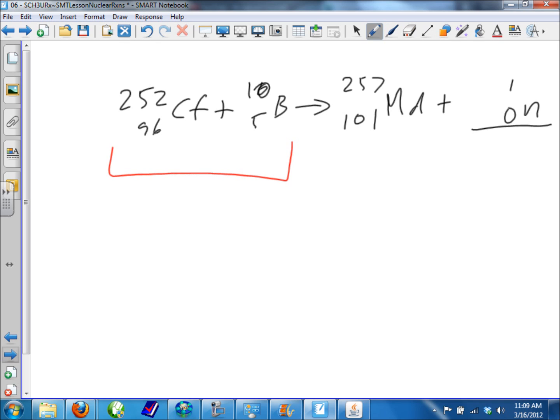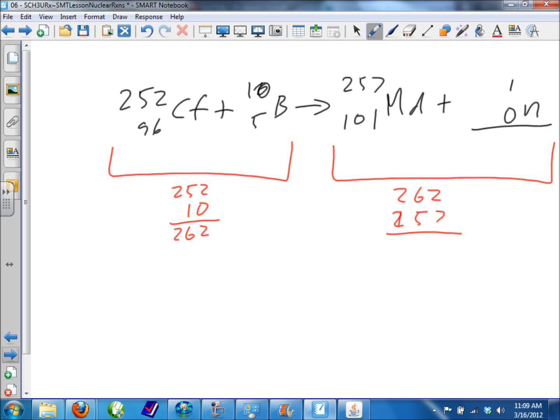If we take a look here, we know the mass of californium is 252. We know the mass of boron is 10. So we know this whole reactant side has a mass of 262. We know the mass of this side should be 262. We know the mass of mendelevium is 257. And that is equal to 5. So therefore, there has to be 5 neutrons available in order for this reaction to occur.